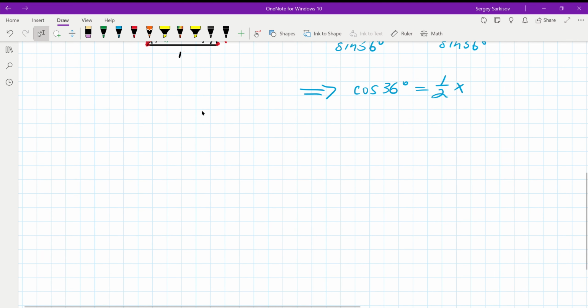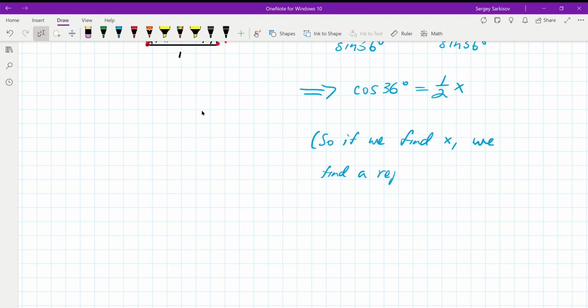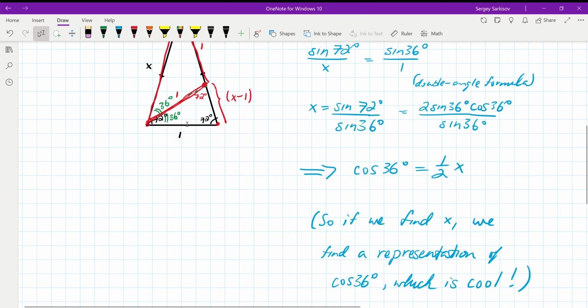So the goal, I just want to let you know, is that if we find x, we find a representation. There are multiple representations, but this is a representation of cosine of 36 degrees. And then of course you can do others like sine and so on, all the functions. So that's cool, which is neat. Anyway, let's go ahead and do this. x is not that difficult to find.